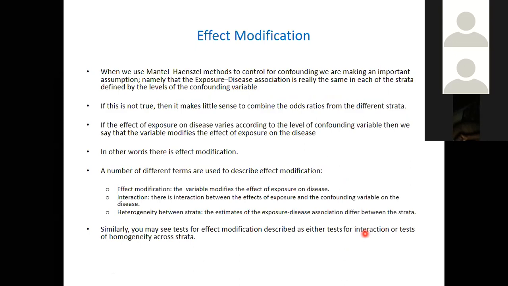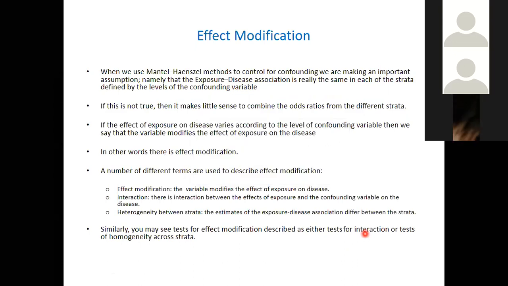So let's continue. When we use stratification as a method to control for confounding, we are making an important assumption, namely that the exposure-disease association is really the same in each of the strata defined by the level of the confounding variable.